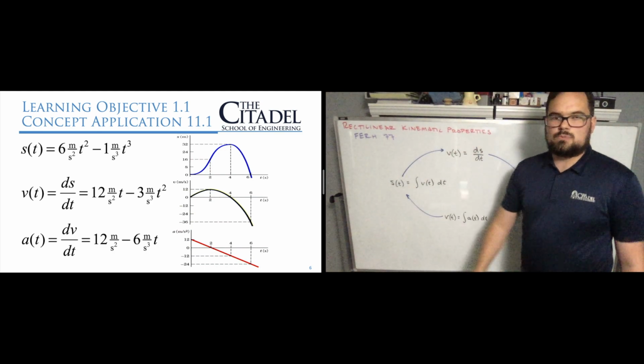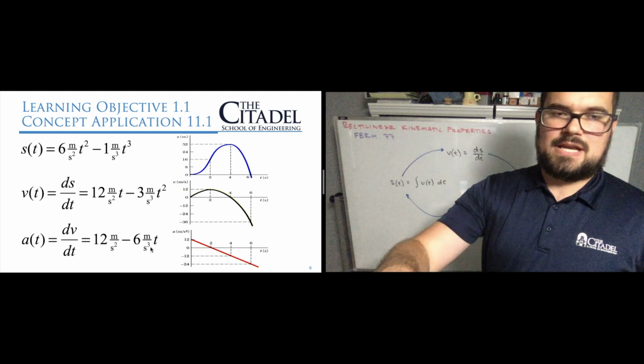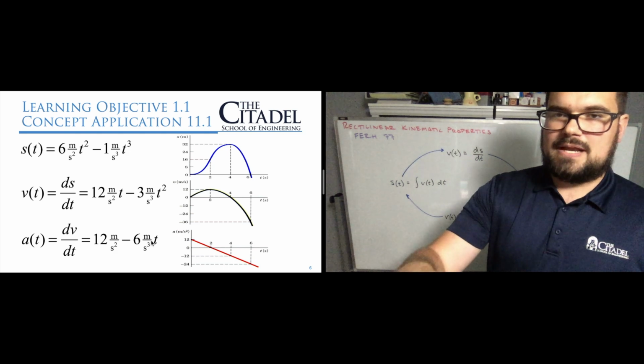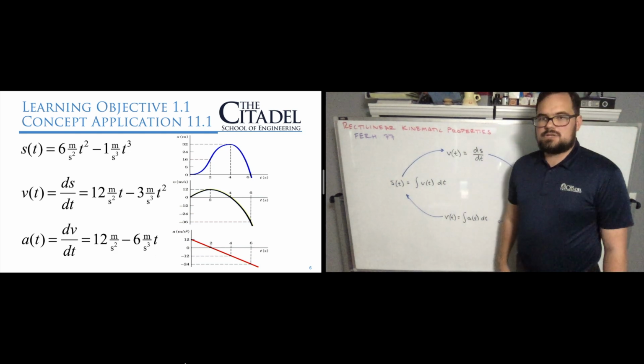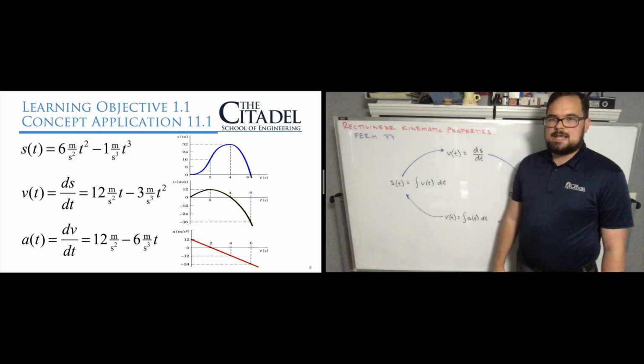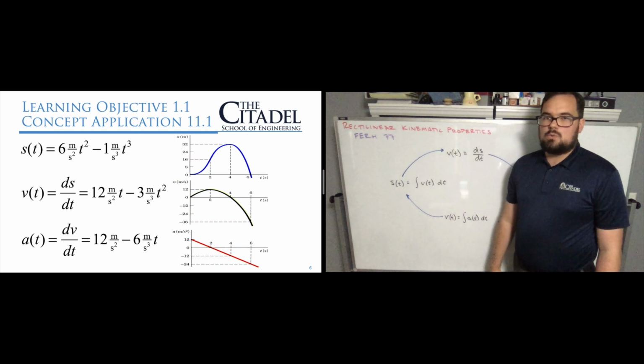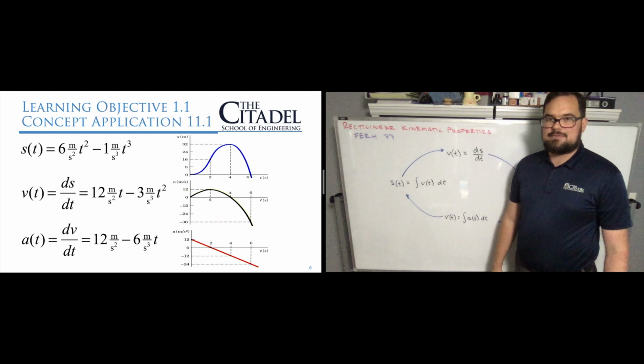And my units again work out. I have meters per second squared. That's my initial condition. And then once I multiply by time, those will cancel out again. So hopefully that's clear to you. I know this has been a long video, but this is rectilinear kinematic properties. We'll work a problem together in class after the next video.